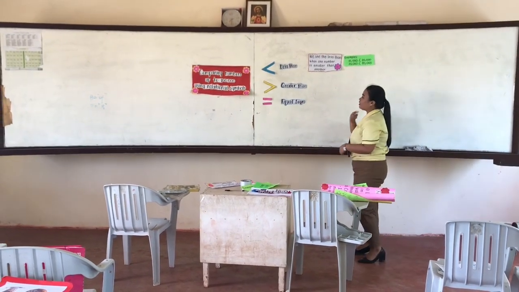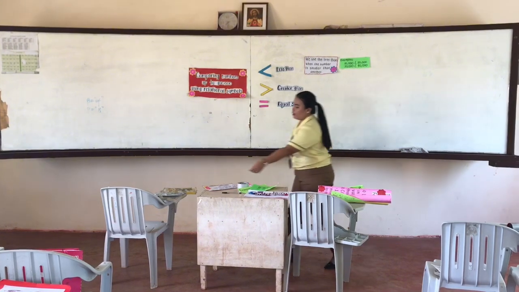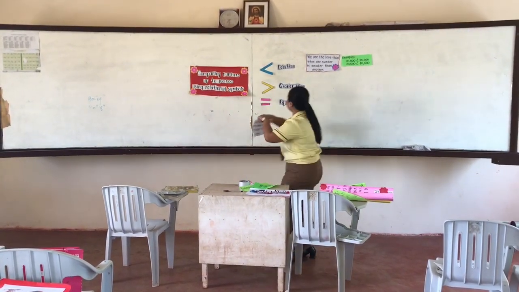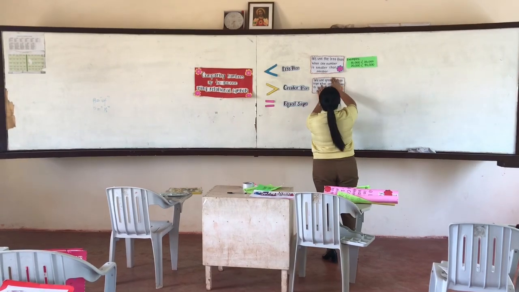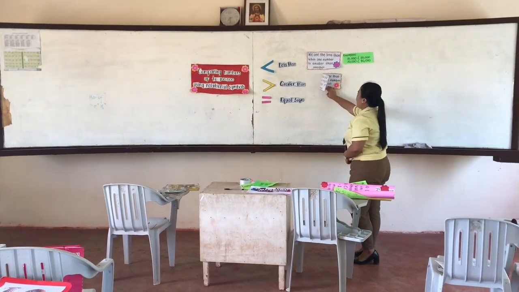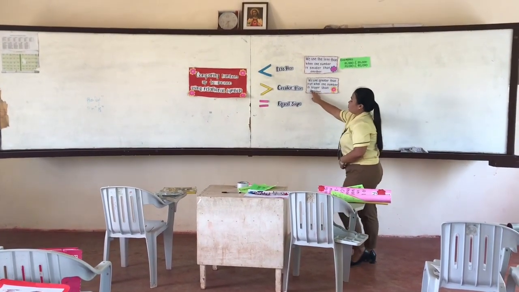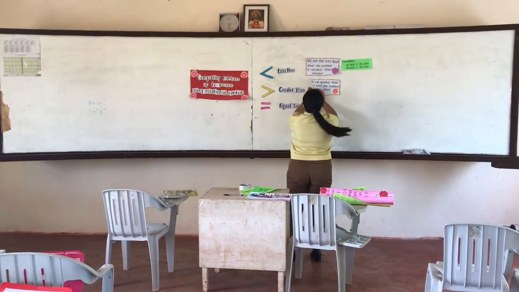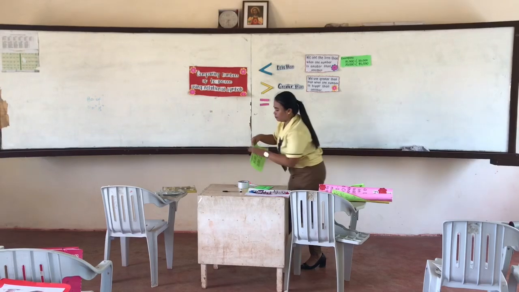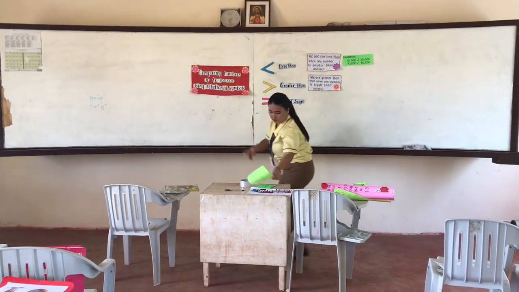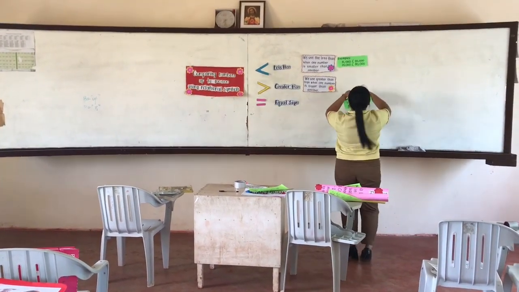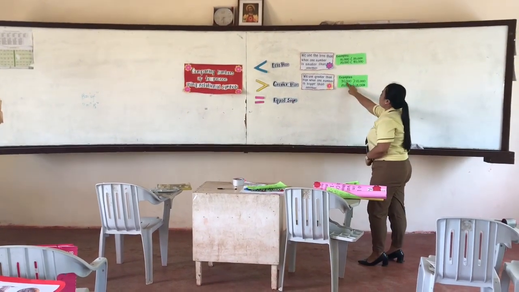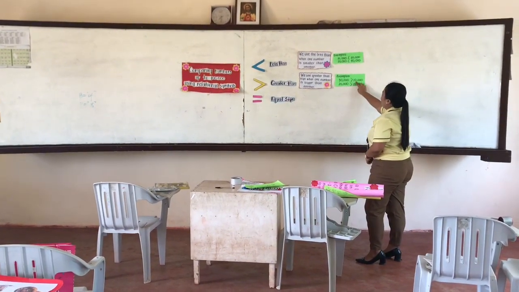Now let's proceed to greater than. So when do we use greater than? We're going to use the greater than sign when one number is bigger than the other number. For example, in this example, 30,000 is greater than 10,000.